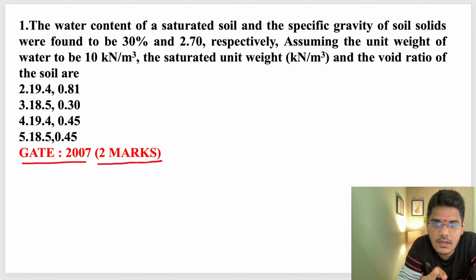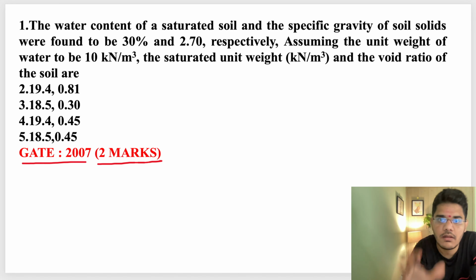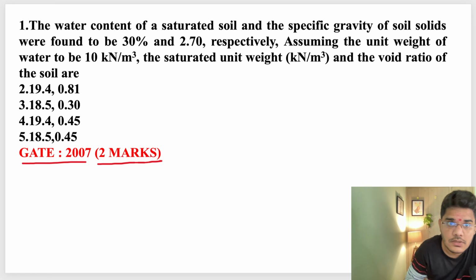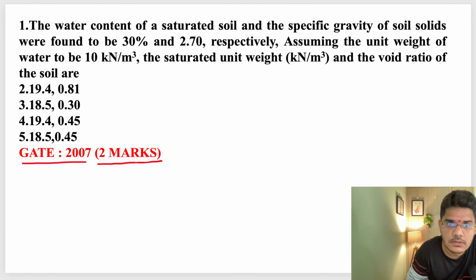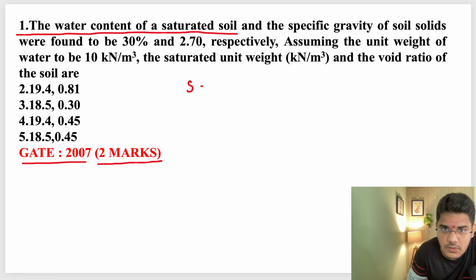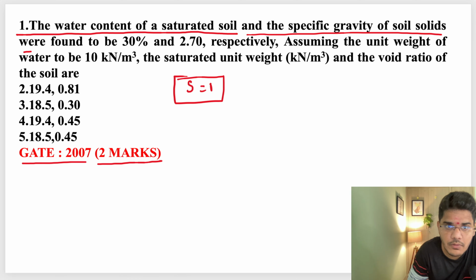First we will write the given data, and after that we will use the formula which we have discussed, and we will find out the unknown parameter. So let us read the question. The water content of a saturated soil. Saturated means S is equal to 1, that you remember. The water content of a saturated soil and the specific gravity of soil solids were found out to be 30% and 2.70.